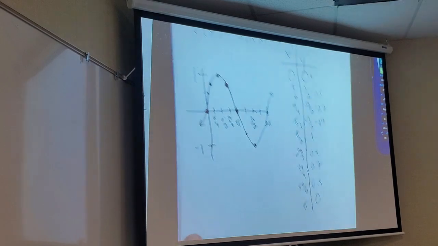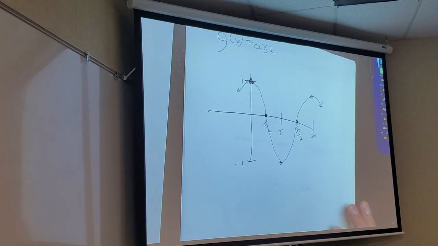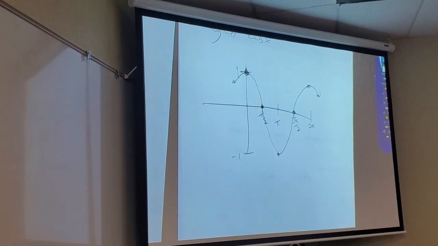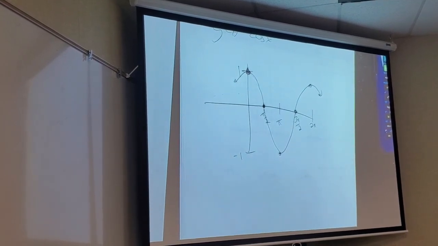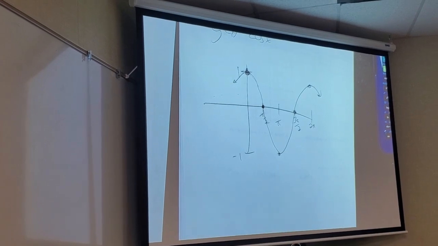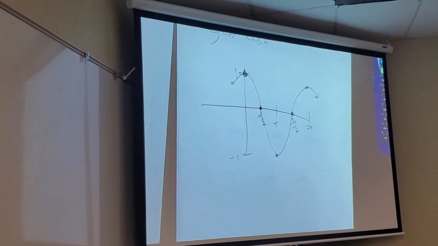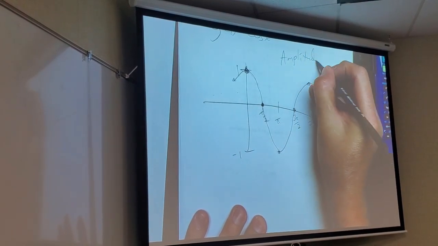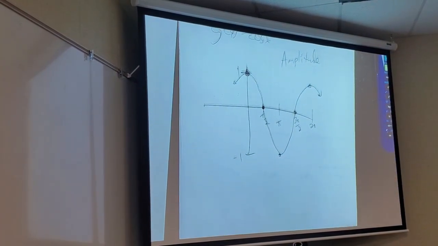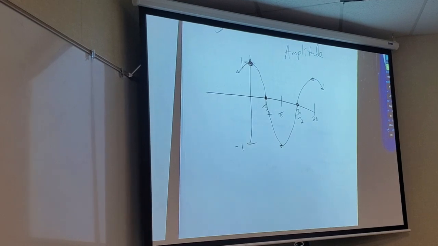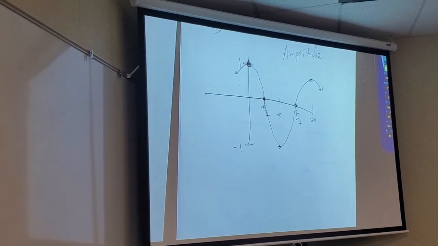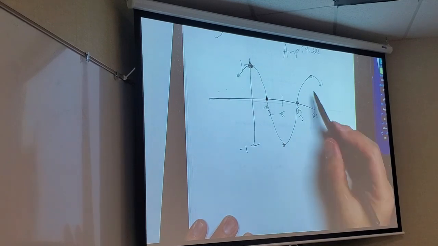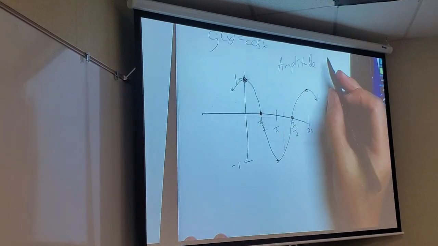Let me ask you a question from either one of these. What do you think of when I say the word amplitude? Anybody have any idea about amplitude? The amplitude is basically how far it gets away from its middle. Would everybody agree that the x-axis is basically the middle? How far does it get away from the middle? 1. So the amplitude is 1.